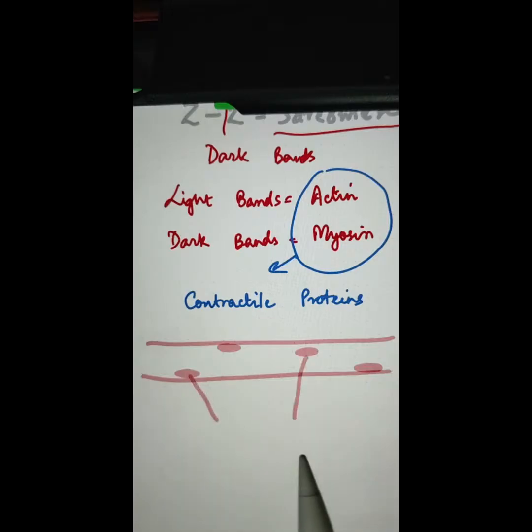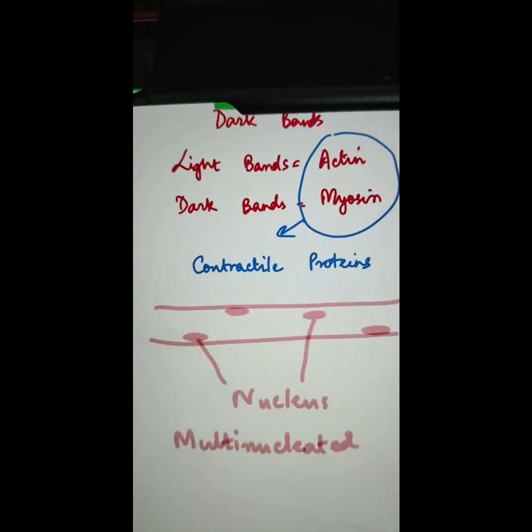These black diagrams are shown in the NCERT, but here they are red colored. So they are nuclei. How many nuclei are there? There are many. So for many, we use the word multi, and for nucleus, we write nucleated. So in case we want to describe the structure of skeletal muscles, which terms do we need to use?